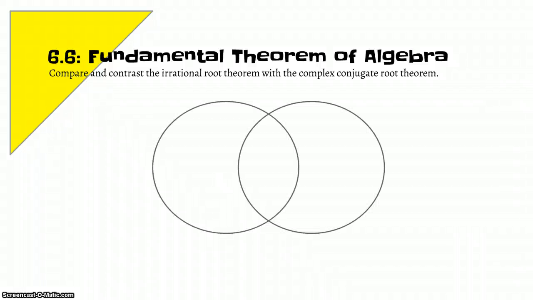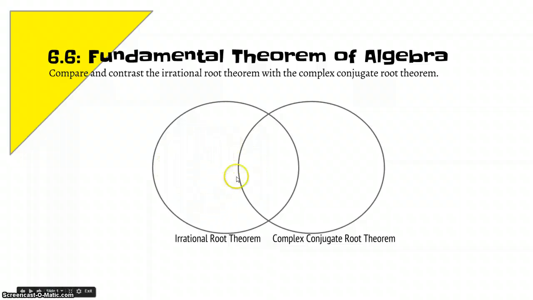So for example, if you had to draw a Venn diagram, what would go on the rational root side, what would go on complex, and then what exactly do they have in common? Because there's definitely some similarities here too. And that's what I want you to be thinking about, because the more we can identify what's the same and what's different, the more we'll understand them, right? And the better we'll be able to use them.